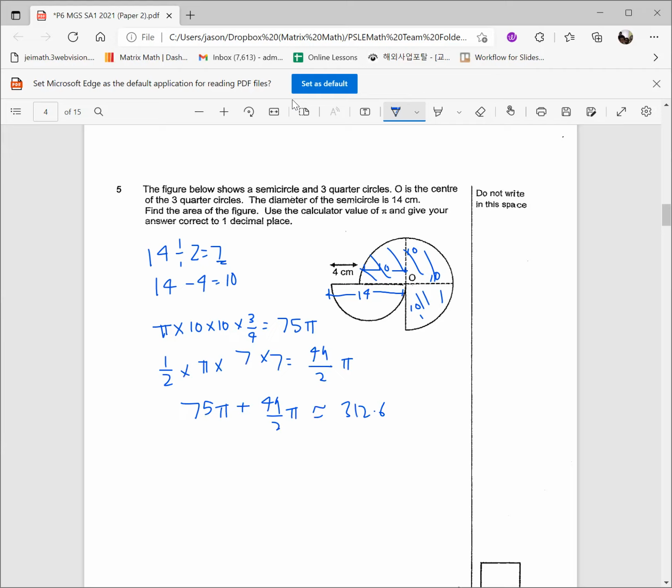Until the very end, then you apply your calculator pi. Don't apply it here, don't apply it here, don't apply it here, okay? You confuse yourself with a lot of decimals. Do it until the very end.